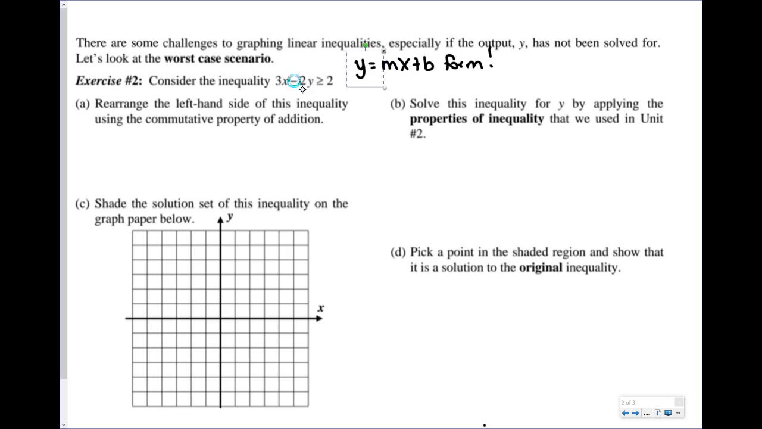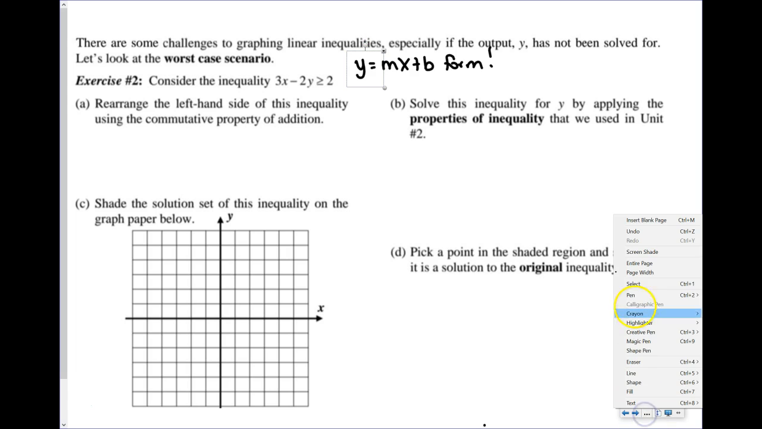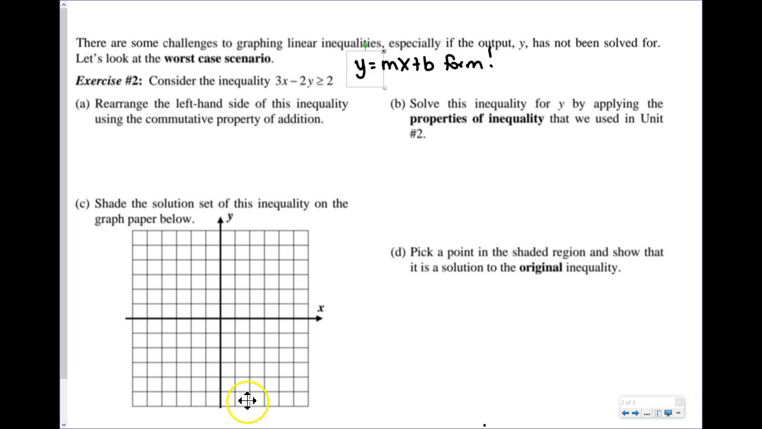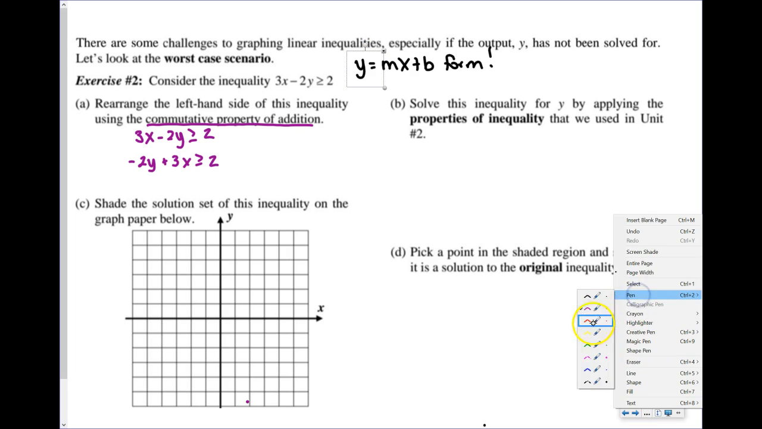Part A says, rearrange the left-hand side of this inequality using the commutative property of addition. So what it wants us to do is rearrange it, and this means that instead of saying 3x minus 2y is greater than or equal to 2, they want us to put the y first. So we're going to rearrange it and say negative 2y plus 3x is greater than or equal to 2. That is the commutative property of addition. I've just rearranged the two values. Okay? Now letter B says, solve this inequality for y.